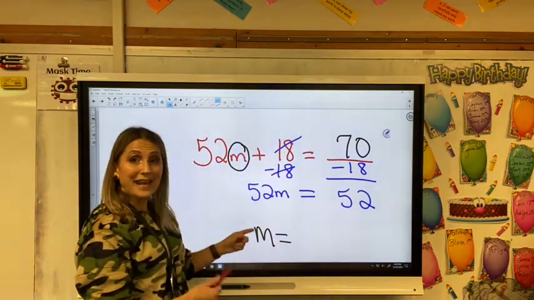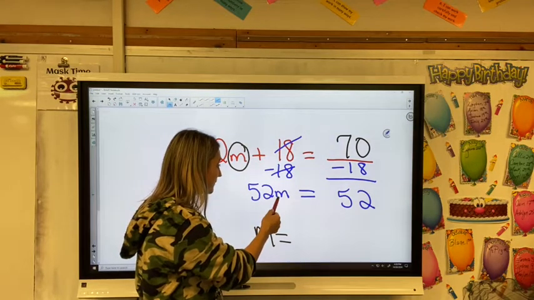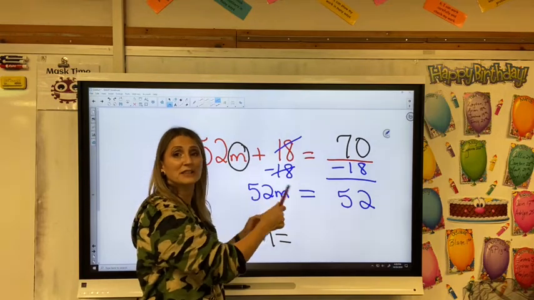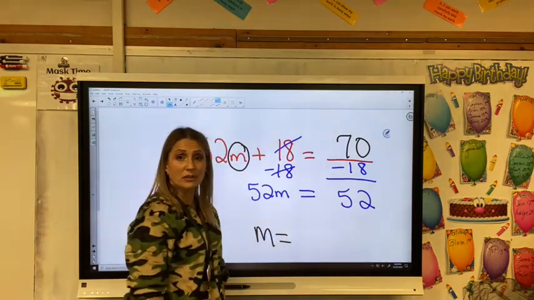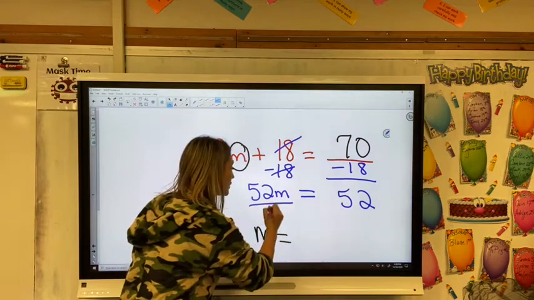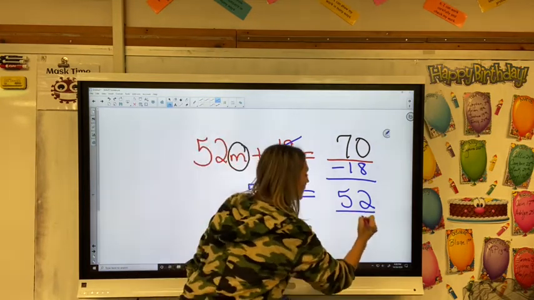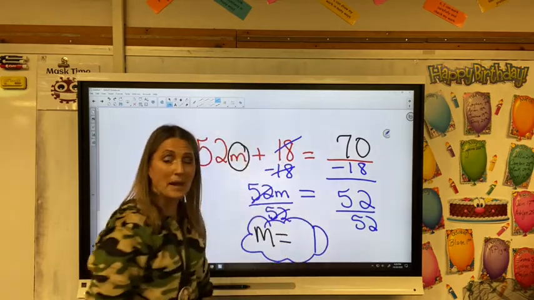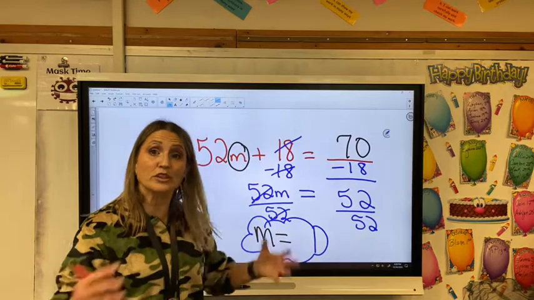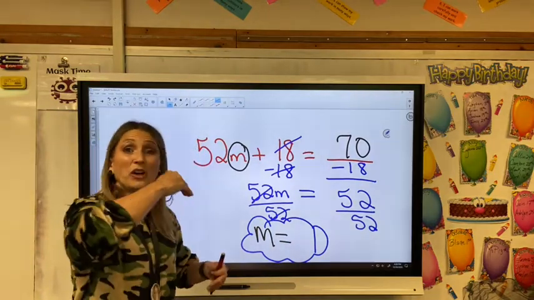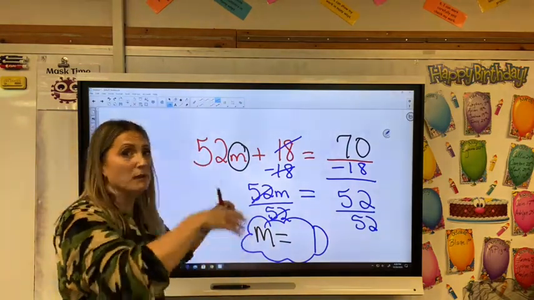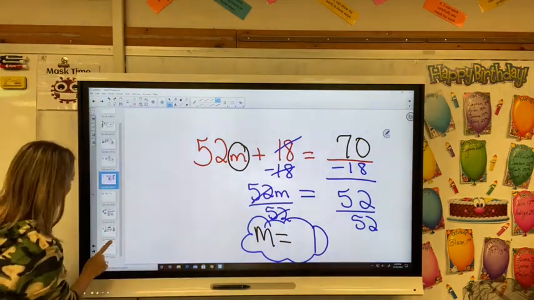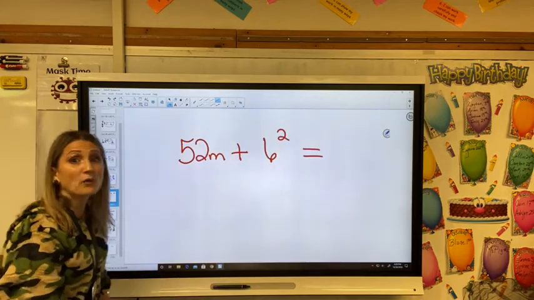And I look at that now: what times m is going to give me 52? Or 52, what times 52 is going to give me 52? Well, in this case, 52 will only go into 52 one time, so m must equal 1. These are the things we're doing, but now we're just going to keep building upon them. Can we solve this problem? Yes, using inverse operations. Can we then turn it into, ladies and gentlemen, one that has exponents in it?